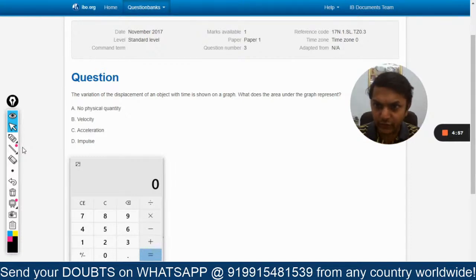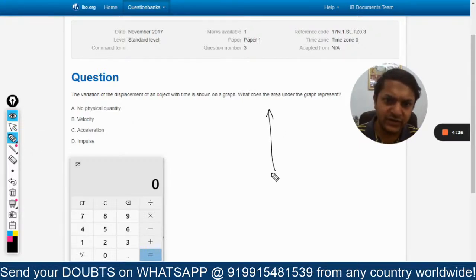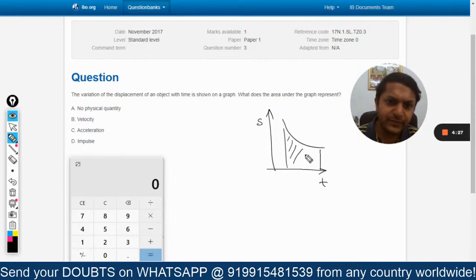Okay, the variation of the displacement of an object with time is shown on a graph. So the graph is not given in the question. First of all, it's just a general question that there is a graph between displacement and time. What does the area under the graph represent? Okay, so there is this graph. They say this is displacement and this is time, and there is this graph randomly chosen. So what is the area under the graph?